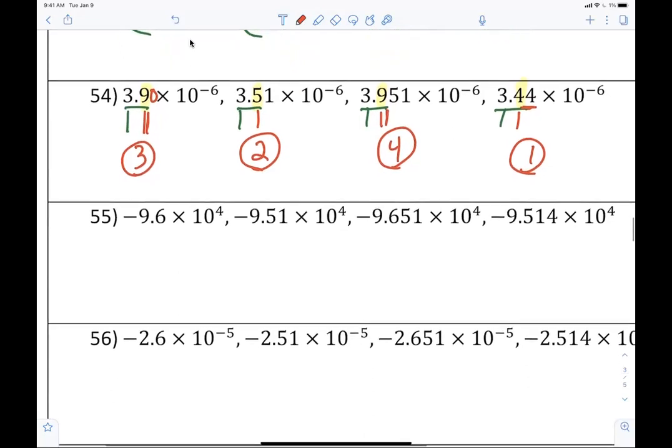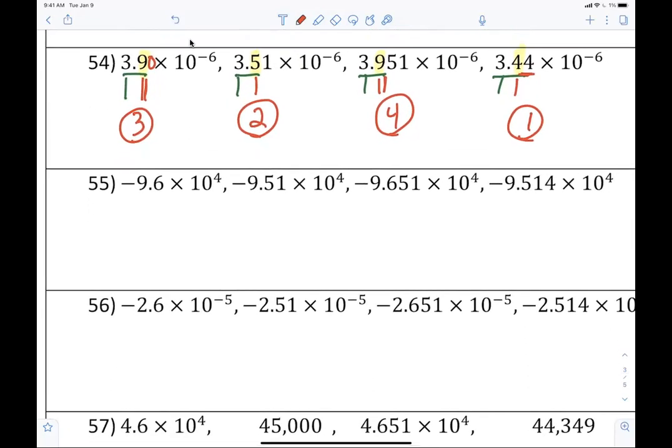Now, Oliver, this is what you're thinking about. Although all of the exponents are the same, we are now dealing with what type of numbers? Negatives. All right. We're dealing with negatives. So the bigger the negative, the smaller the number. So now everybody's got to concentrate because this is the one that's kind of tricky.